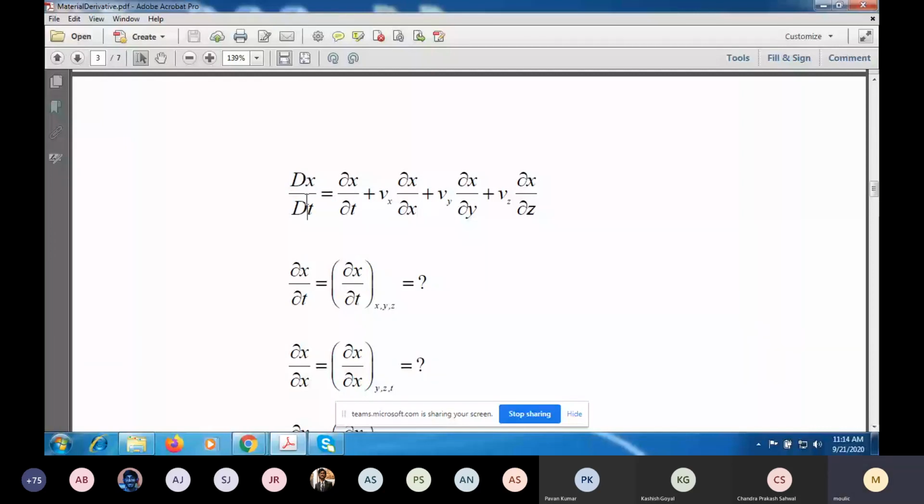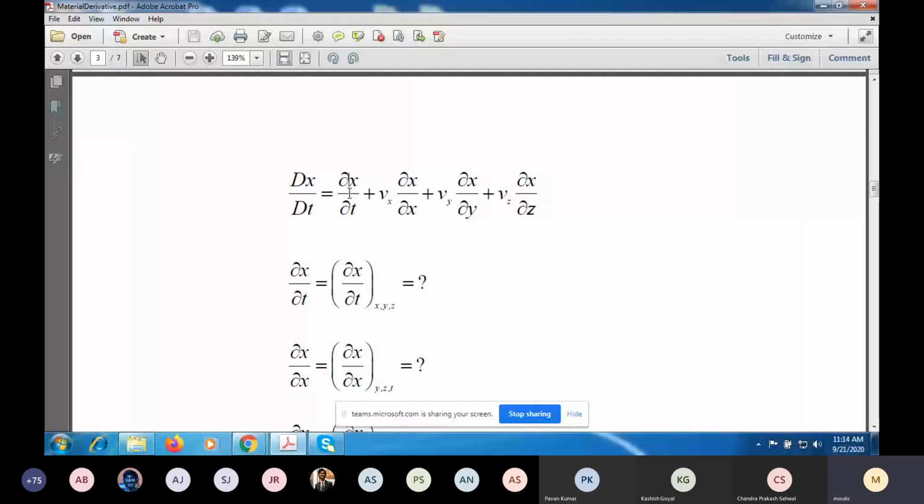On the right hand side here, the first term you can call the Eulerian time derivative or the temporal derivative. So this is the rate of change of x at a given position. So that point is fixed. The particle which was there at time t moves to a different position, and the same old position is occupied by another particle.